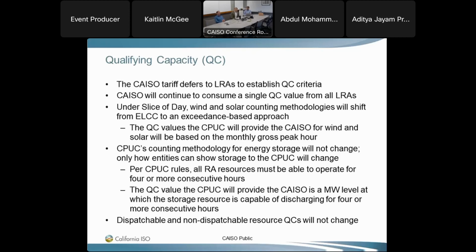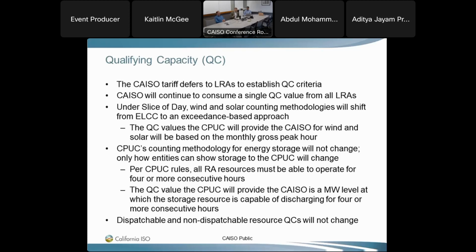So just to summarize here, under our tariff at the ISO, we defer to the various local regulatory authorities to establish qualifying capacity criteria for how resources should be counted as resource adequacy under those LRA programs. As happens today, we receive those QC values from the LRAs, and that is an input to our process for our RA showings process. We'll also have a table in the next slide summarizing some of the changes, from current use at CPUC and slice of day, versus how they work with our showings process.